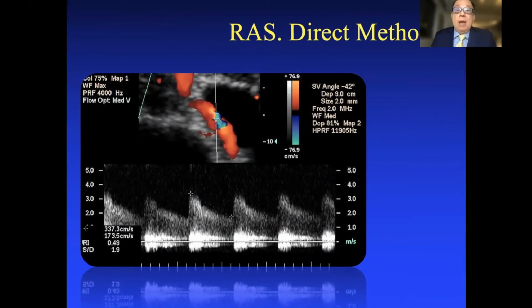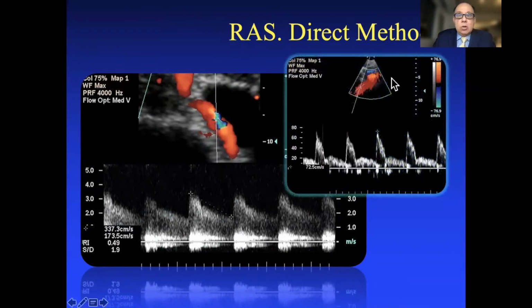Let's see an example with the direct method. We have the renal artery with aliasing. Then we placed the sample volume and we obtained this spectral analysis. A very high velocity of 337 centimeters per second. All the spectral window is full of turbulence, and it means that we have a significant stenosis in this portion.